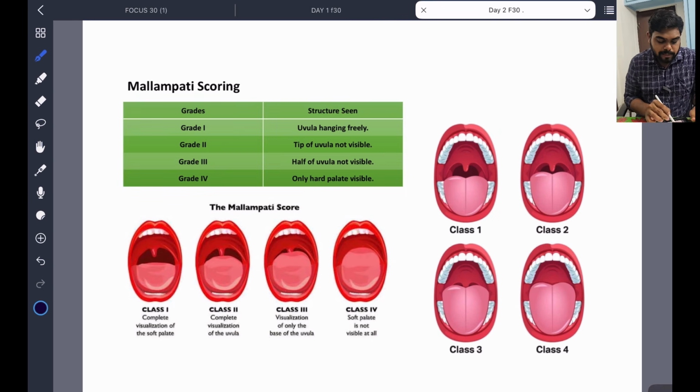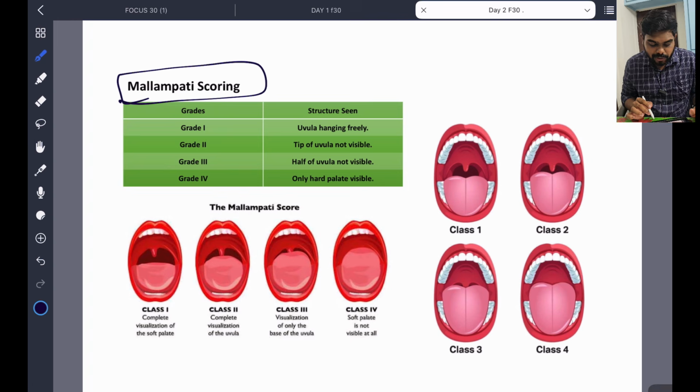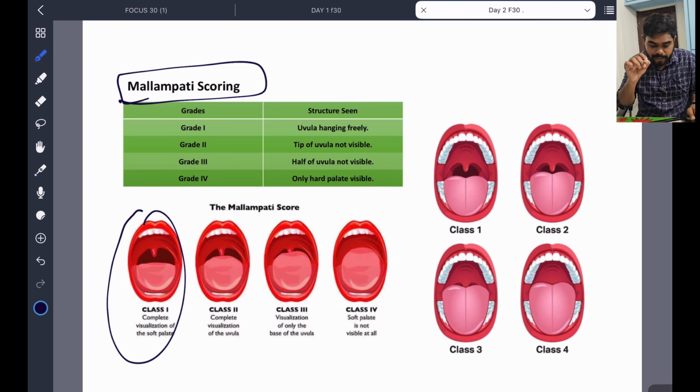Okay, so this is nothing but Mallampati scoring, also important in anesthesia and ENT. So you can see Mallampati scoring according to the hanging uvula and so on. This is classified into 4: grade 1, grade 2, grade 3, grade 4. So grade 1, class 1, is complete visualization of the soft palate. The uvula is hanging very freely. You can see here, the uvula is hanging very freely.